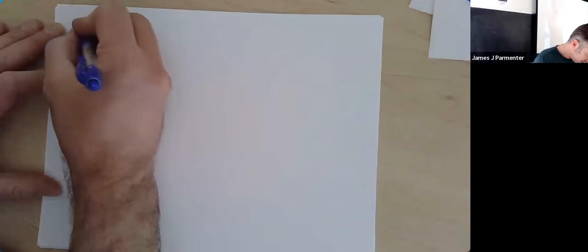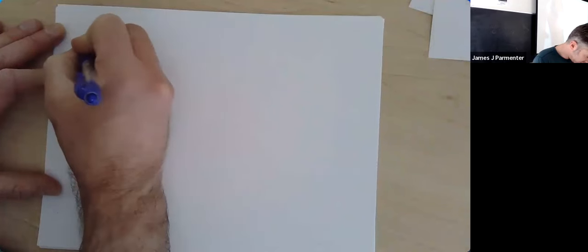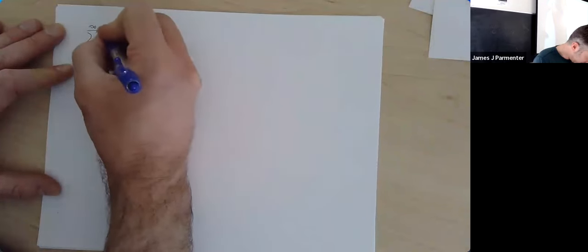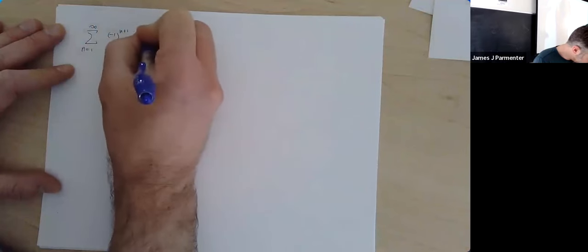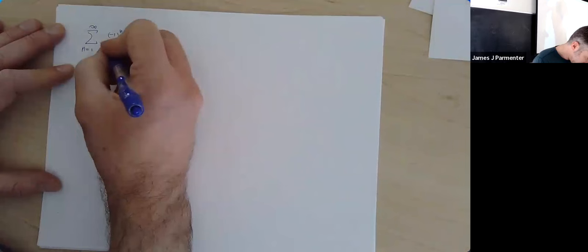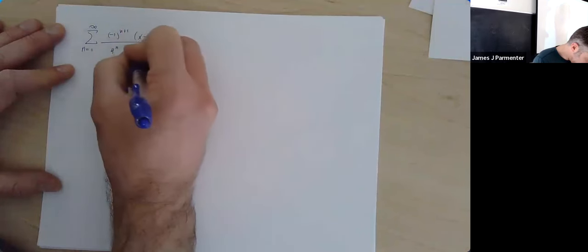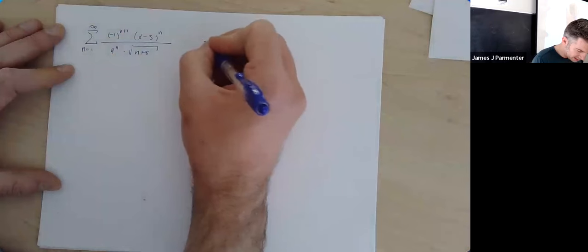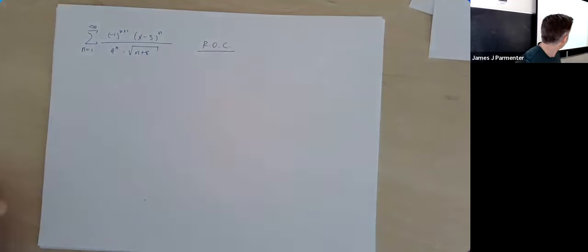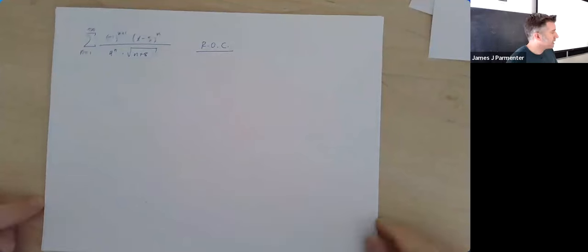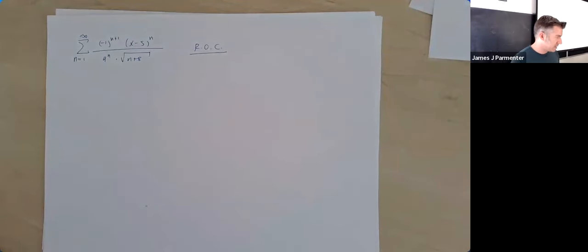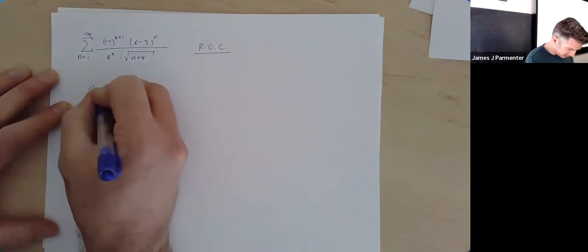So let's say I had the sum from n equals 1 to infinity of (-1)^(n+1) times (x-5)^n over 4^n times the square root of n+8. And I want to find the radius of convergence. When you hear the words radius of convergence, you should think ratio test. That is always what we have to do to find the radius of convergence. Technically there's another thing you could do that we don't learn in this class, but as far as we're concerned in this class, you always find the radius of convergence by using the ratio test. So great, ratio test.